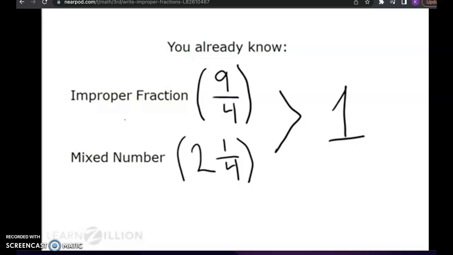Writing an improper fraction and a mixed number is exactly the same, except here you will have to be extra careful with your denominator and remember that the denominator is the number of pieces it takes to make just one whole.